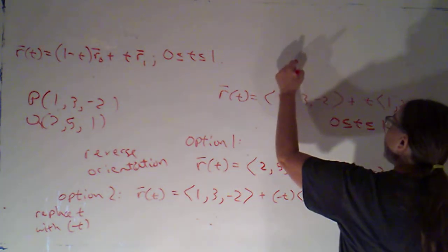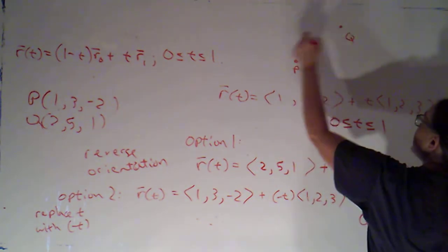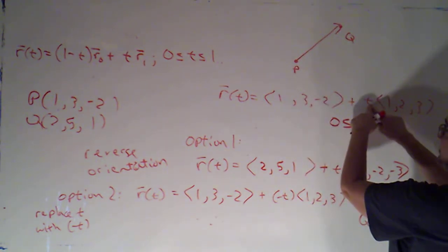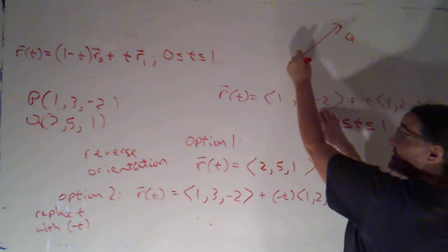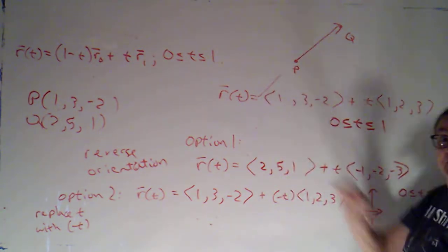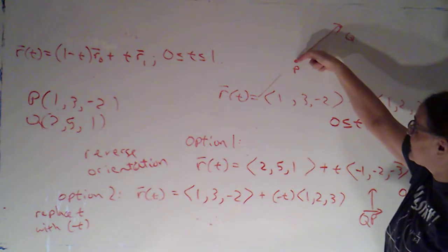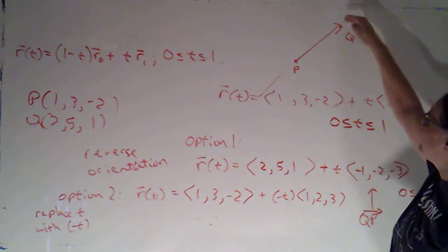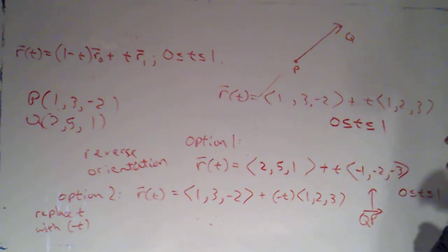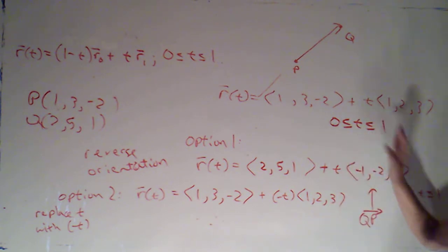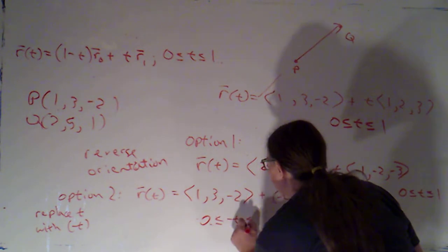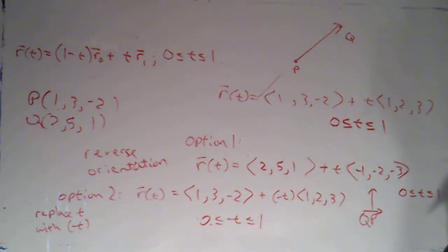Because if what we had was starting at P and going to Q, okay, if I copy this but replace t with the opposite of t, at time 0 I'm here, but now I'm going in the opposite direction, I'm not going to get the appropriate line segment. I'm going to get what starts at P and goes away from Q instead of what starts at Q and goes to P. The problem is that I need to replace all of the t's on the right-hand side with the opposite of t. So I would have to say 0 is less than or equal to the opposite of t is less than or equal to 1.